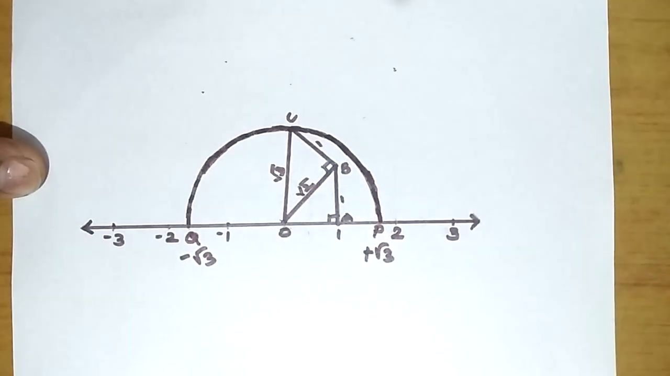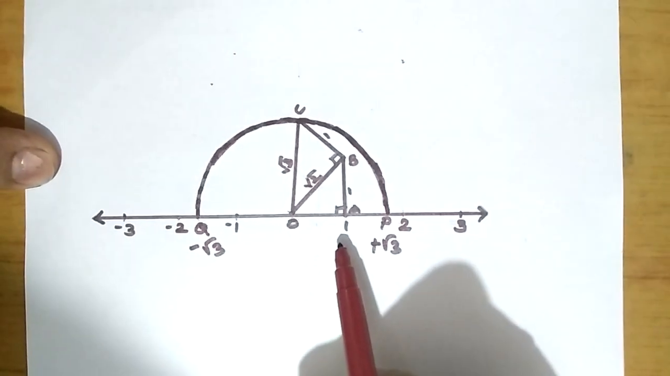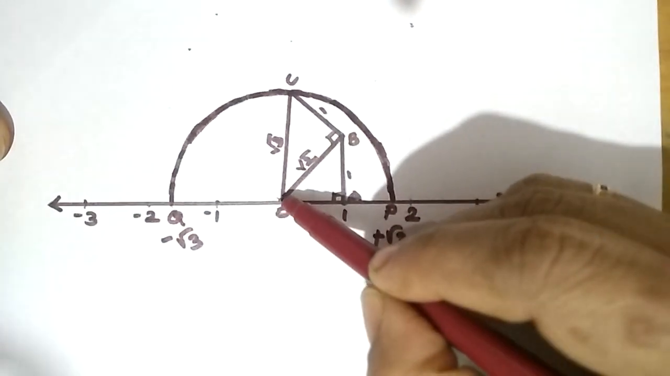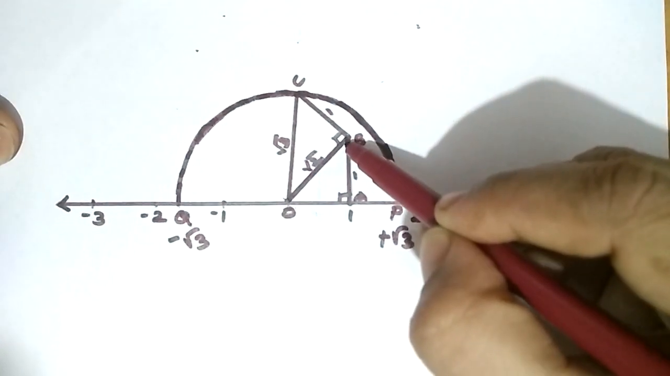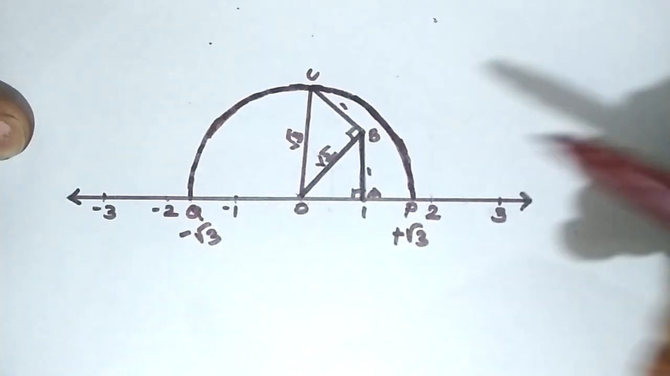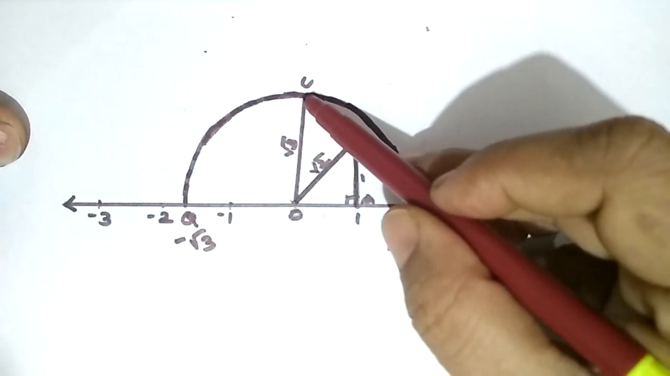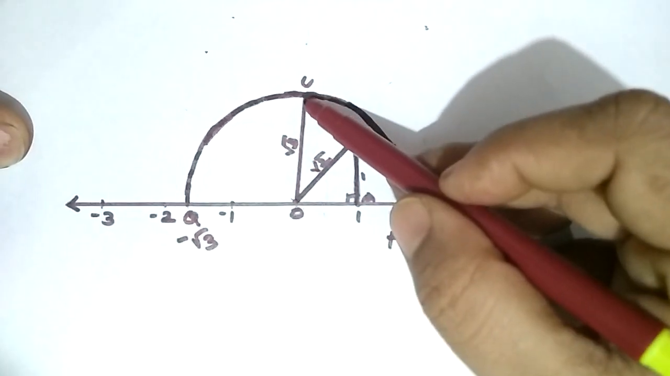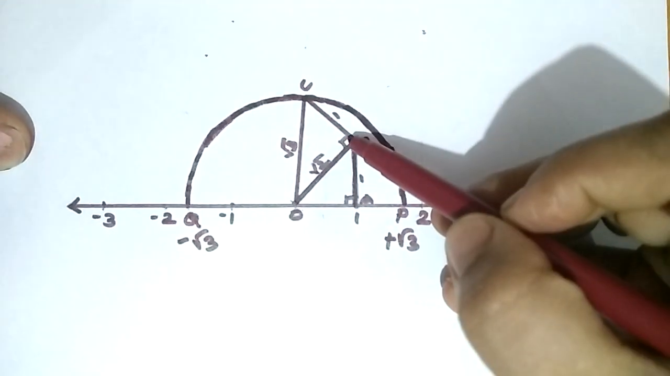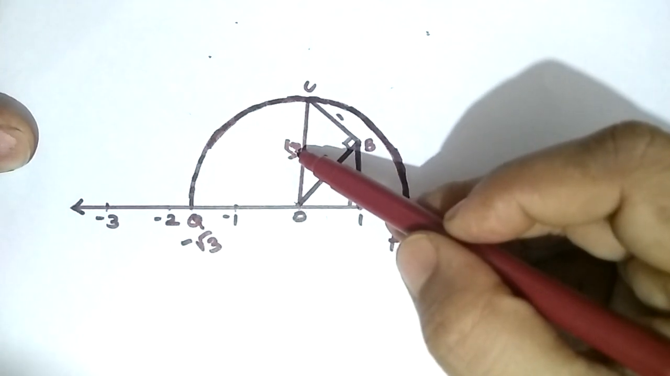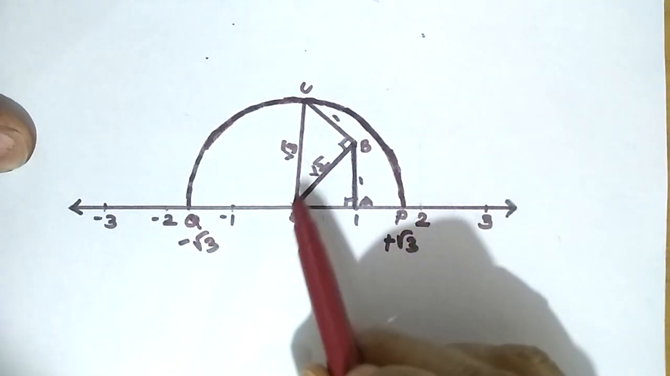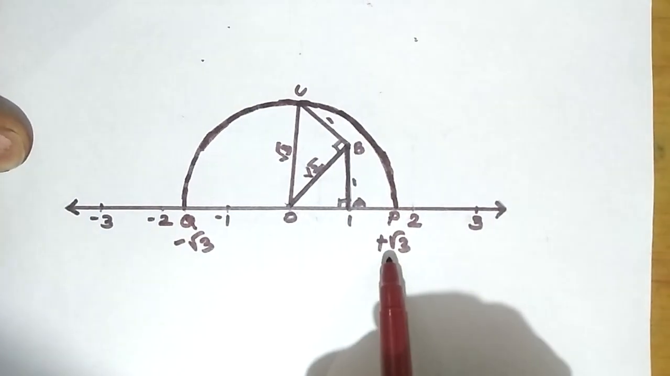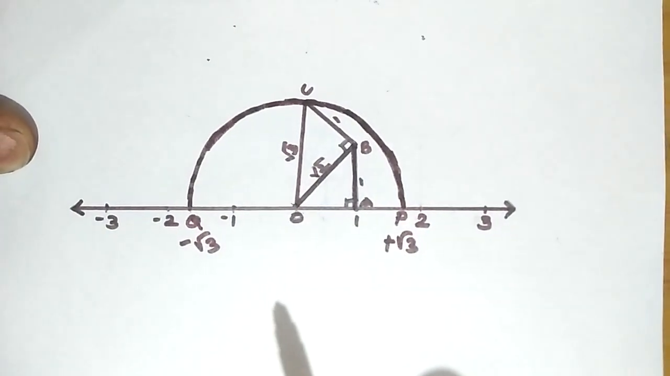minus root 3. So if you are drawing root 3 on the number line, you first complete root 2. That is the first step we have learned. After that, at root 2, we have to draw a perpendicular BC equal to 1 centimeter and complete the hypotenuse of OBC. That is the second right triangle, which is equal to root 3. Now with the help of the compass, you will complete the semicircle which cuts the number line at P and Q as plus root 3 and minus root 3 on the number line.